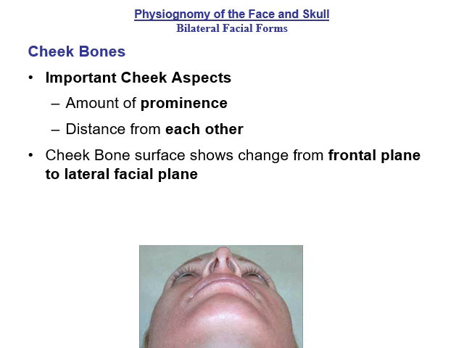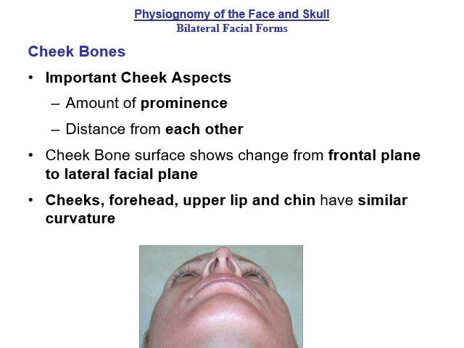Now, the cheekbone surface shows change from the frontal plane to the lateral facial plane. Again, the apex of the angle of the zygomatic bone down to the mental tubercles. We're going to see that line again today. It shows you how it changes from the frontal plane to the lateral plane. And as I mentioned, the cheeks, the forehead, the upper lip, and the chin all have a similar lateral curvature. Their curvature from side to side will mimic each other.